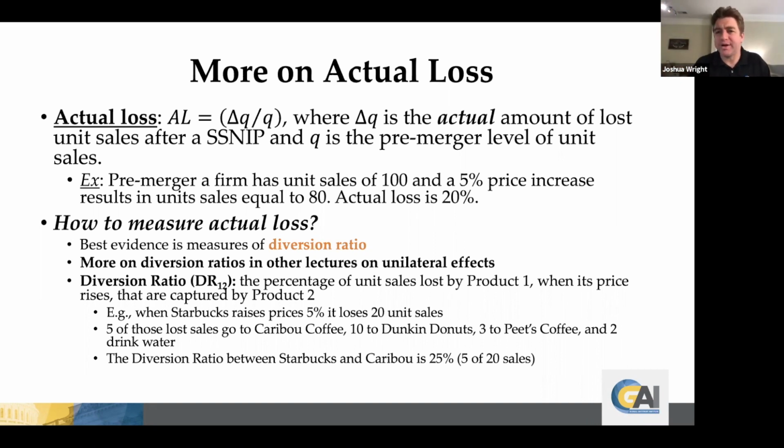And we ought to be able to account for that. The structural approach doesn't do it. What do we do to measure closeness of competition, right? Diversion ratio is the primary measure. I've got a definition down there and a little example, again, using coffee.